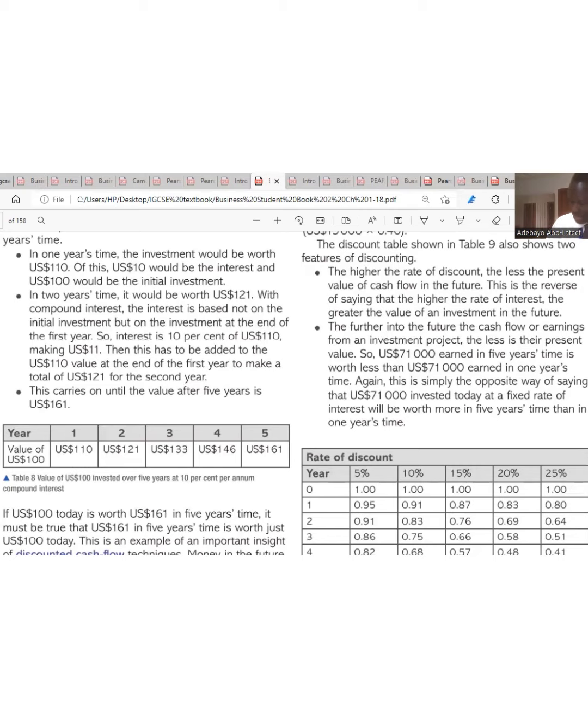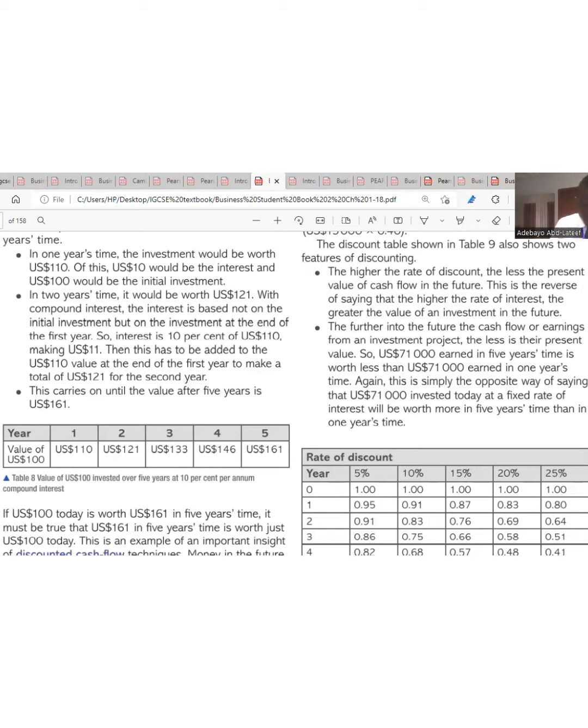For the fifth year, we have $100 into the bracket 1 plus 0.1, close the bracket, to the power of 5. So that means 1.1 multiplied by 1.1 five times. It gives us 1.611. So you multiply it by 100, then you have 161. So it must be true that at the end of 5 years, the $100 of today will be worth 161. That is when you use the NPV.